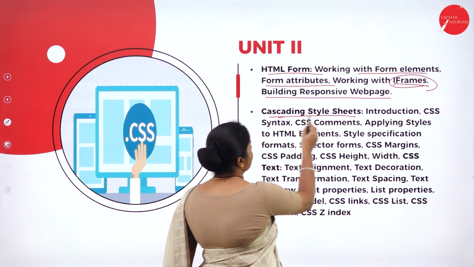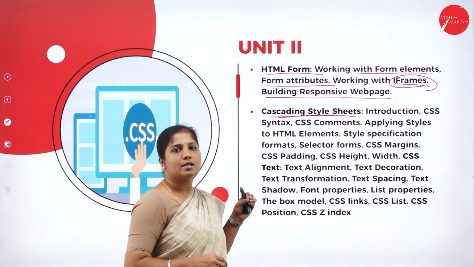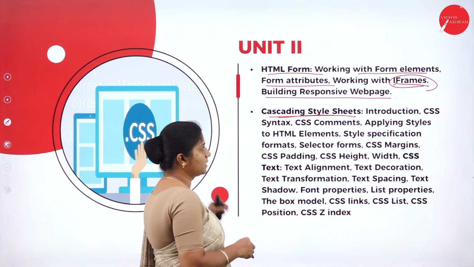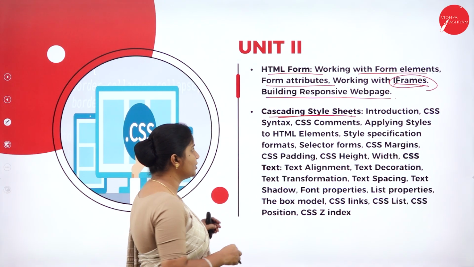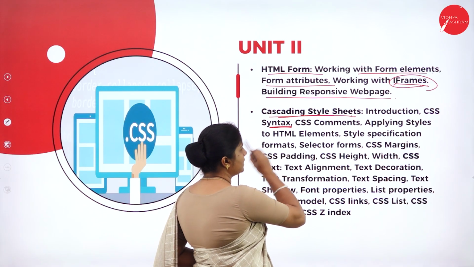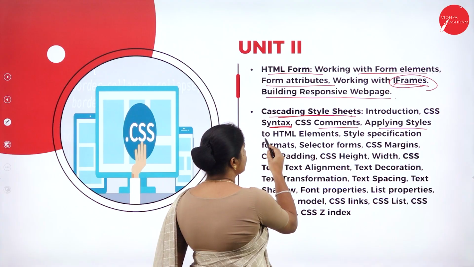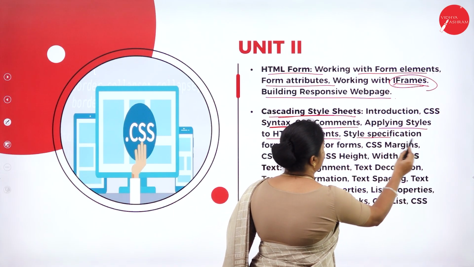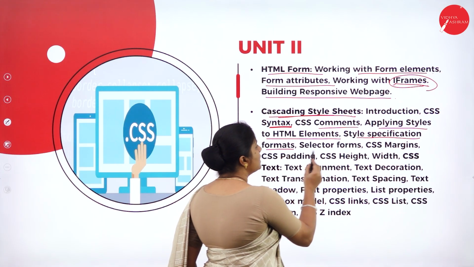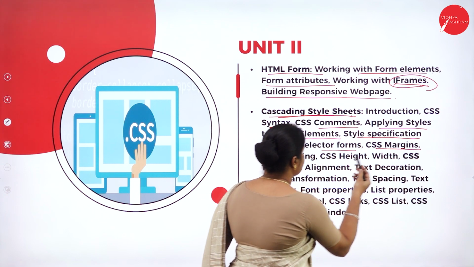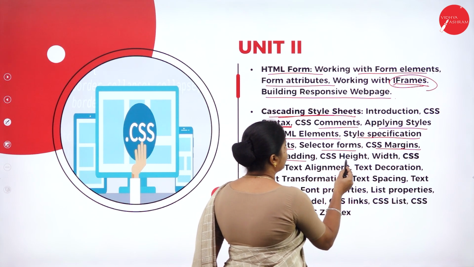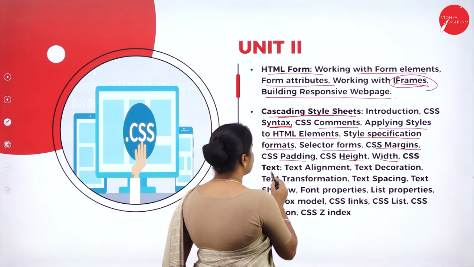Next, under Cascading Style Sheets, we are going to study the introduction to CSS. What is a cascading style sheet? Then how we write the syntax, what comments we use, applying styles to HTML elements, style specification formats, selector forms, CSS margins, then padding, height, width, then CSS text.